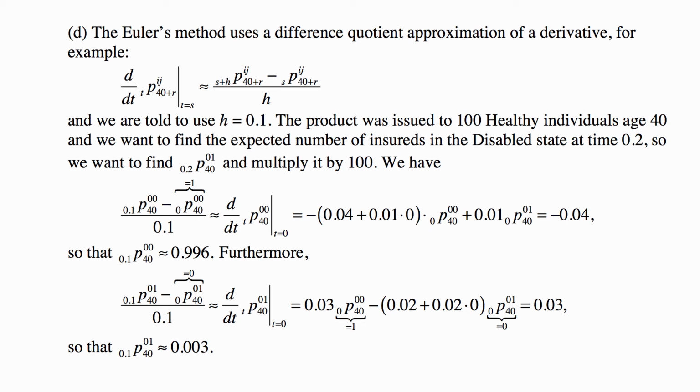Okay, so we start with the first equation for transition from 0 to 0, and we take the approximation of a derivative and write out the right-hand side of the Kolmogorov forward equation that we had for P00. When you do this, you use the boundary condition that P00 over a time period of length 0 is 1. And then this whole thing lets you calculate the approximation of 0.1 P4000, and it comes out to be 0.996.